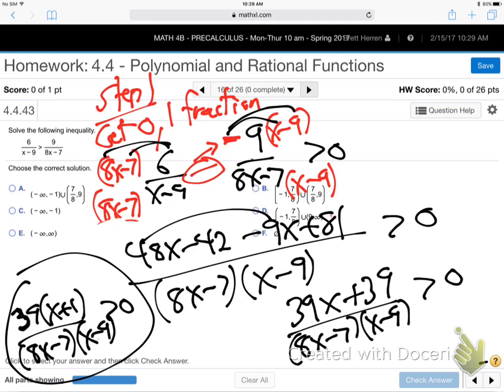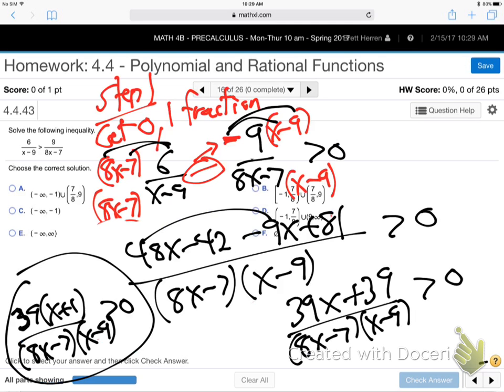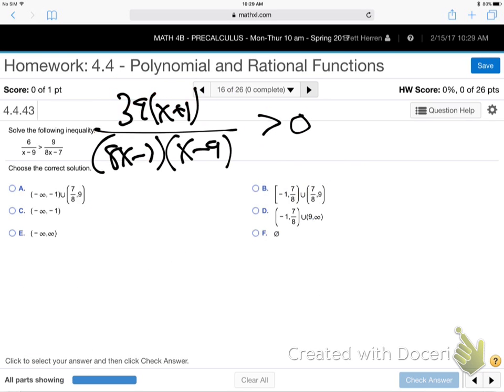They know. 39 times x plus 1 over 8x minus 7, x minus 9 greater than 0. Do I have that right? Is that what it was? Yeah, 39, that's right. So everybody got that down? Everybody see how we combine those? I'd be glad to help with that. Come by office hours or ask now even. Is everybody okay with that algebra? It's the most important thing in this class, preparing you for calculus, is that kind of stuff. All right, so what do we do now?